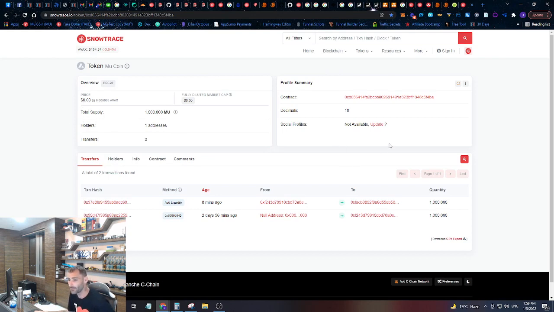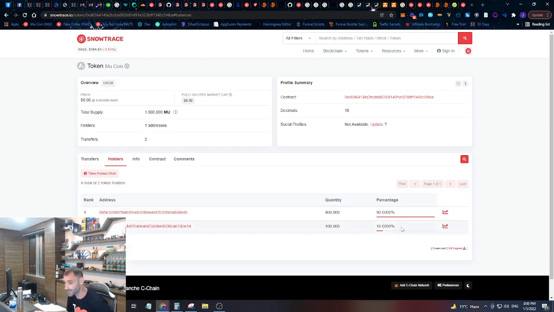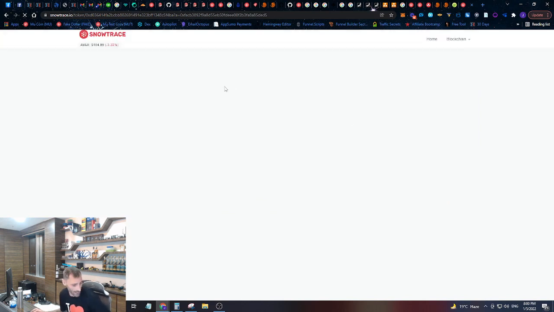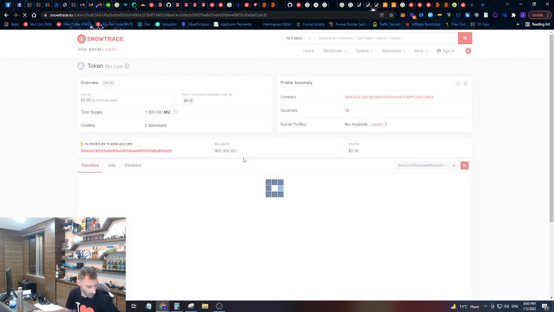Let's go back to our holders here. And we can see in our holders, this is me right here, I own 10%. The other 90% is held by that liquidity contract, and let's go in and actually look at that liquidity contract real quick. This is the contract that's holding the actual liquidity. So this is the actual liquidity pool. So we're going to take a look at that real quick.